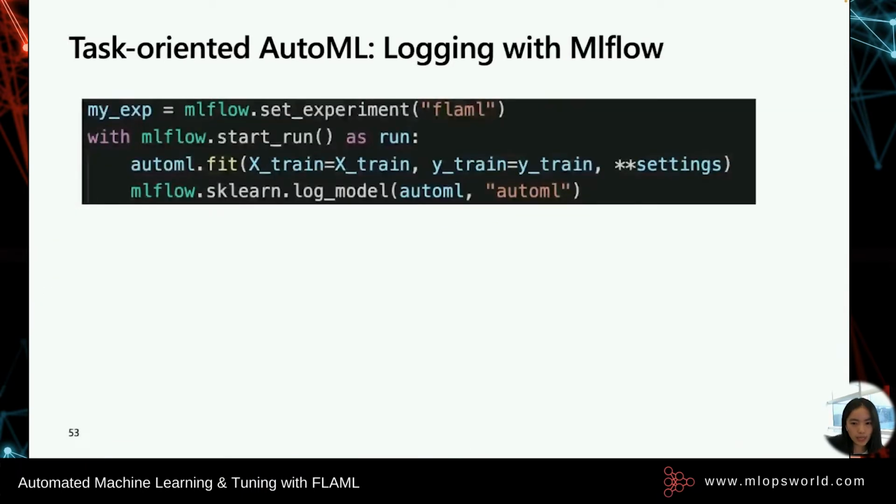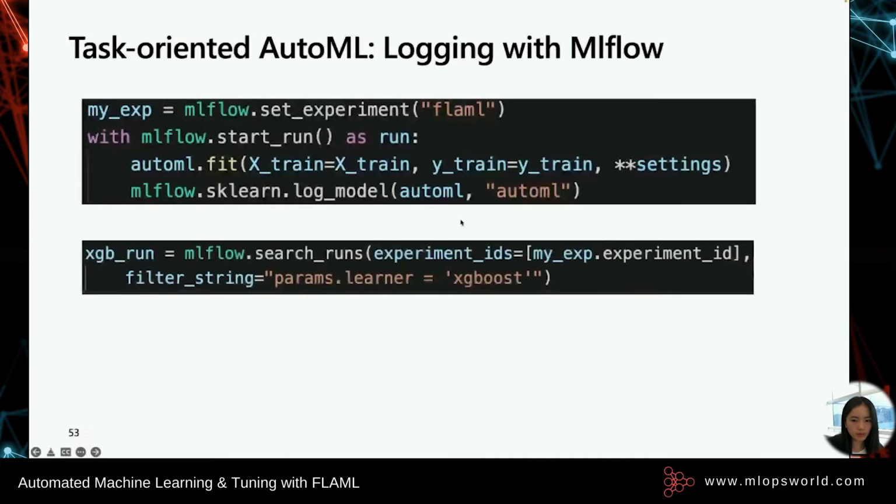So if you are familiar with MLflow, you can also use MLflow together with FLAML to do the logging. Here I'm setting an experiment with MLflow named FLAML, and then I can run my AutoML experiment in this way. The metrics in this run will be automatically logged in this experiment named FLAML. Then the metrics can be retrieved.